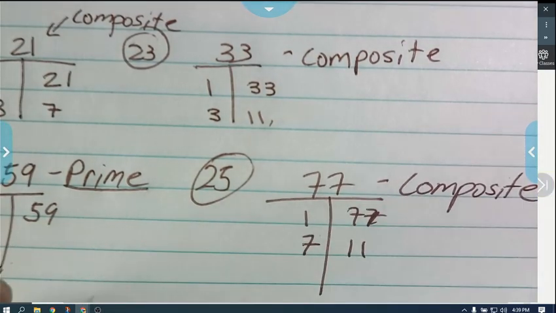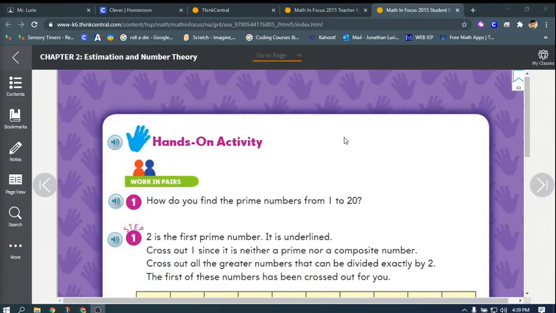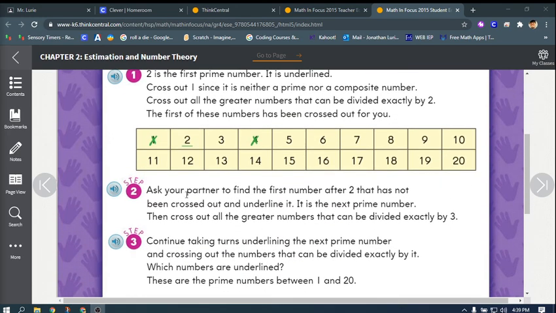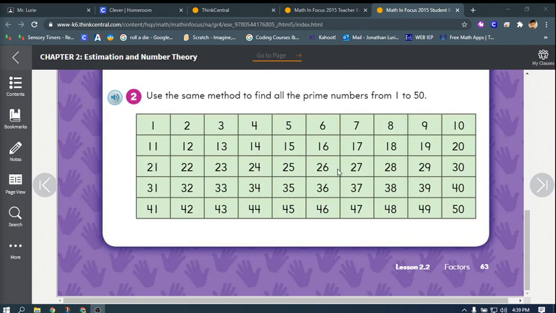It's my favorite activity. Hopefully we're doing this live right now, or we just did it. How do you find the prime numbers from 1 to 20? Ugh, 1 to 20, no. We're going to do 1 to 100. Step 2, ask your partner to find the first number after 2 that has not been crossed out and underlined. It is the next prime number, then cross out all the greater numbers. This is the sieve of Eratosthenes, something like that.